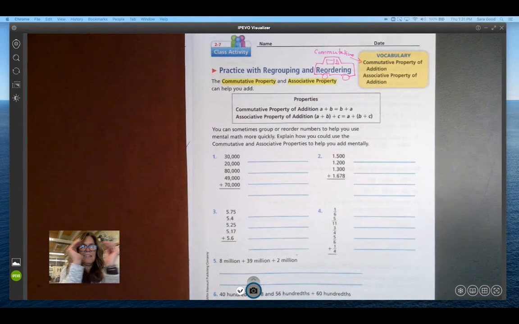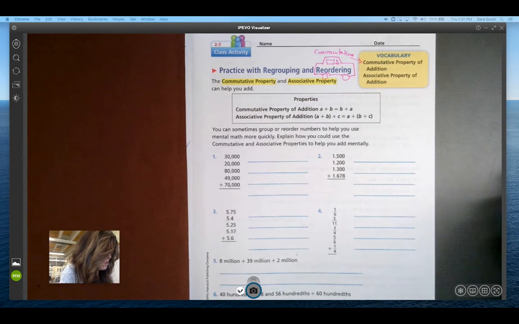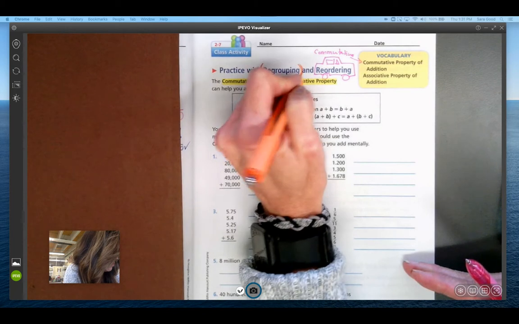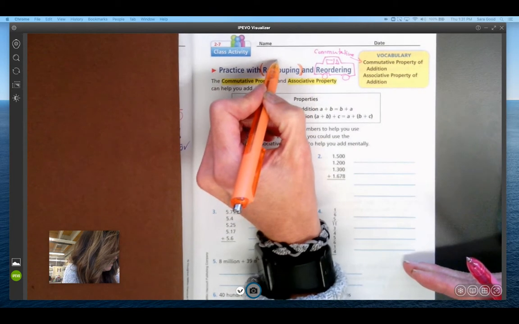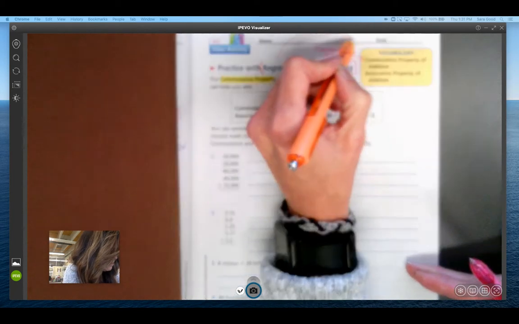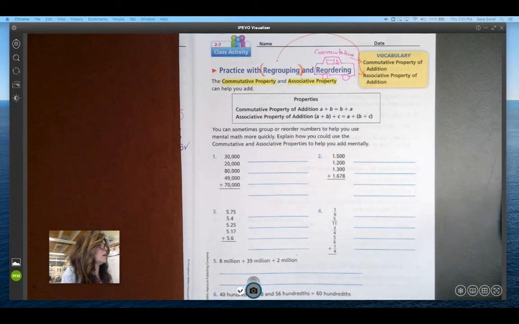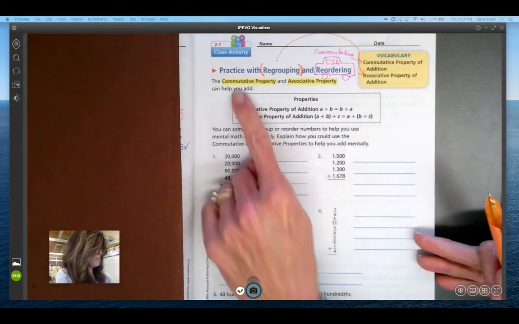regrouping is to group things together, to associate them with parentheses. So let's put big parentheses around the word regrouping, and that means to associate. Making kind of a mess here, but that's kind of fun. All righty. Now, look at this one. We already talked about this.